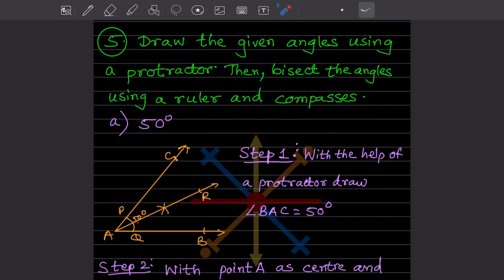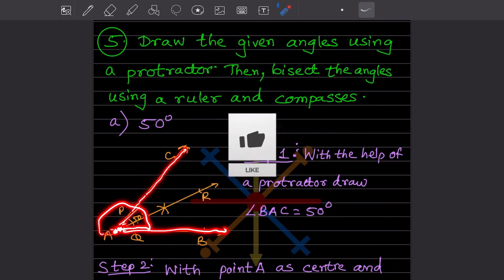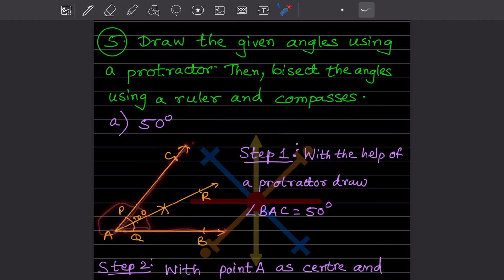Now 50 will be somewhere, this is just a rough one, you can see on your protractor. Keep your protractor point over here, and here will be somewhere 50. First you draw this line, then you put a mark like this, and you join this and this. The point is going to be here somewhere. This will be 50 degrees. So the angle we marked, that is 50 degrees, that is BAC.